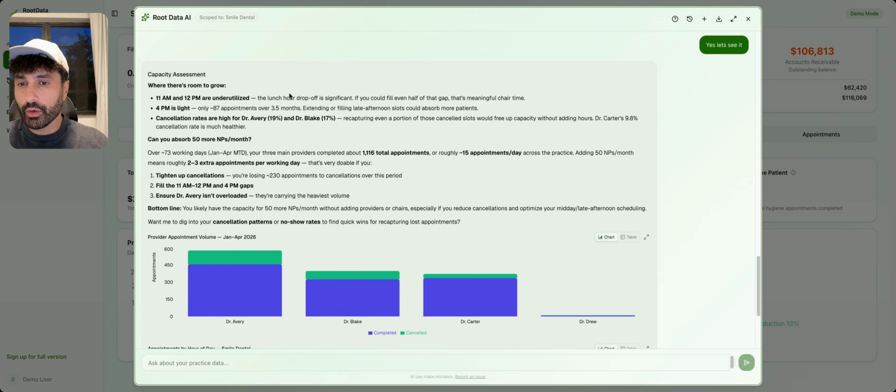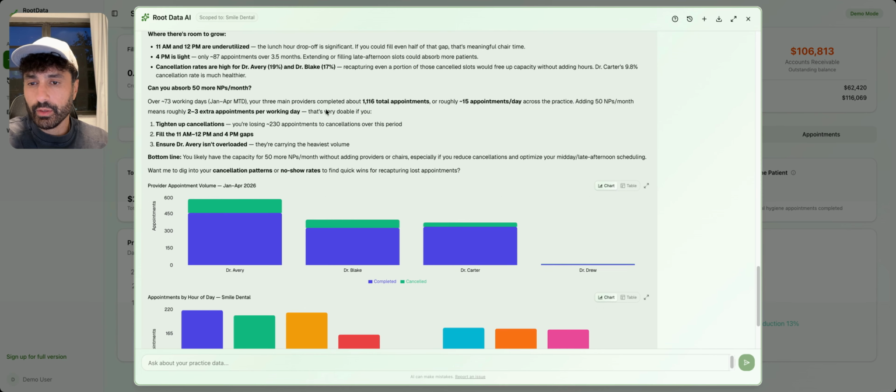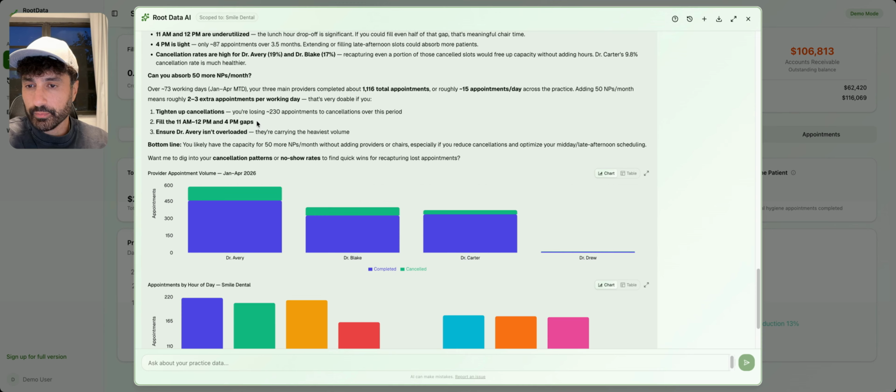11 a.m. to noon are underutilized. 4 p.m. is light. Cancellation rates are high for Dr. Avery and Dr. Blake. Wow. Okay, this is interesting. We want to look at what's going on here. Can we absorb 50 more NPs a month? That's 2 to 3 extra appointments per working day. So if we tighten up cancellations, fill these gaps, and ensure Dr. Avery isn't overloaded, we can do 50 NPs a month.